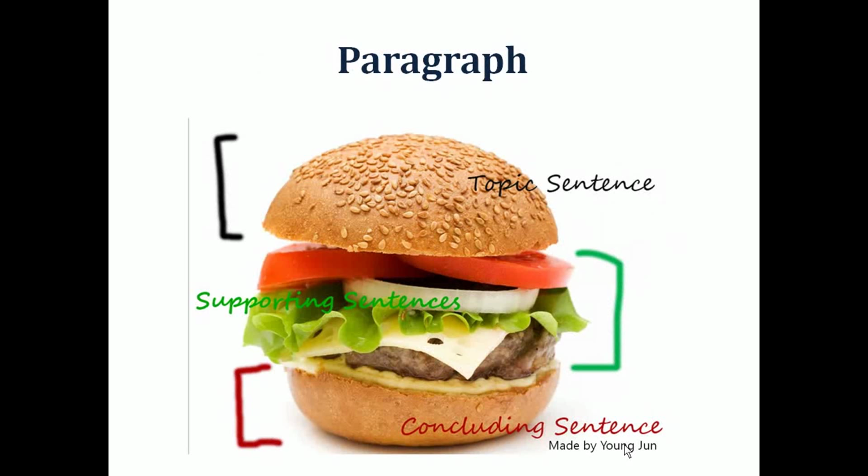I want to talk about paragraph structure. A paragraph is a bit like a burger or a sandwich. You have the topic sentence, the top one. You have the supporting sentences, which are the meat and the lettuce and the cheese and the onions of your assignment. And then you have the concluding sentence that wraps it all up.